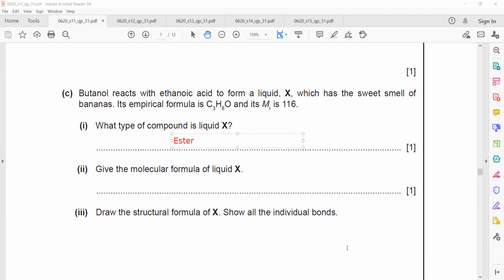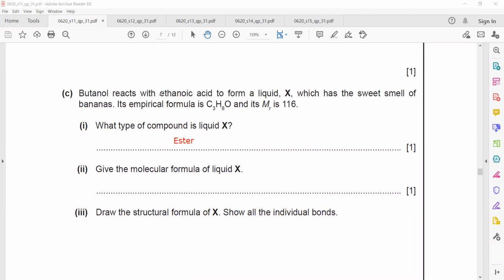Then give a molecular formula. How to give a molecular formula? As you can see, you can draw the structure. There's also another way to find a molecular formula from the empirical formula that we will do in the last chapter, which we are left with, stoichiometry.